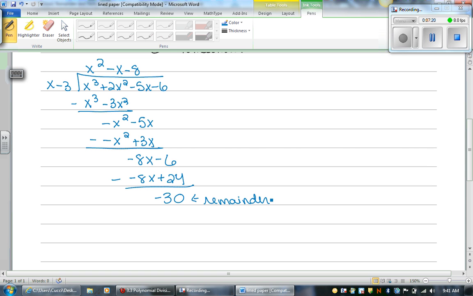Okay. Since my remainder is not 0, x minus 3 is not a factor of x cubed plus 2x squared minus 5x minus 6. Okay? So since it's not, then it's not a factor and we're good to go. All right, so that's how we determine using long division whether or not something is a factor. Okay, so long division isn't that difficult, just takes a little time and a little practice.